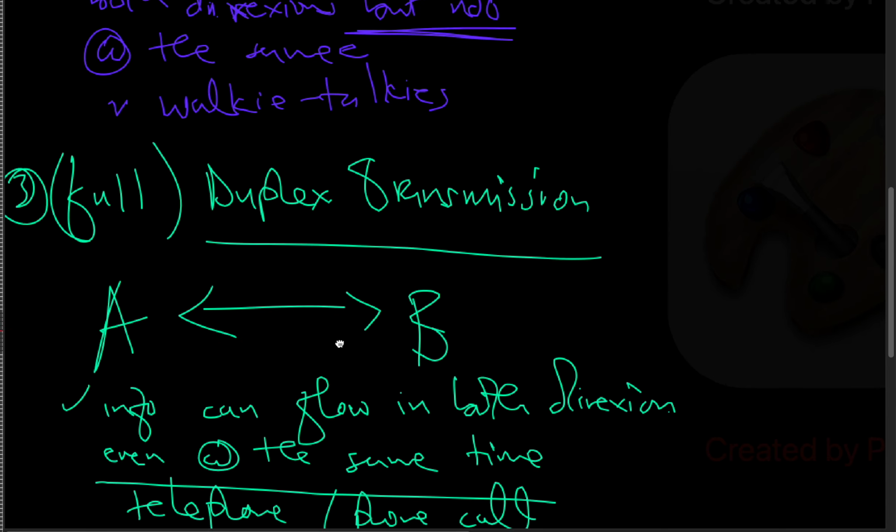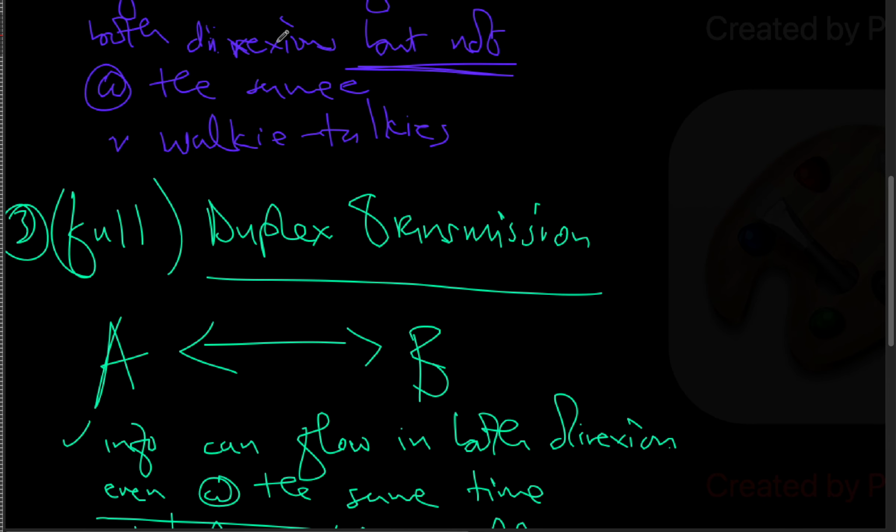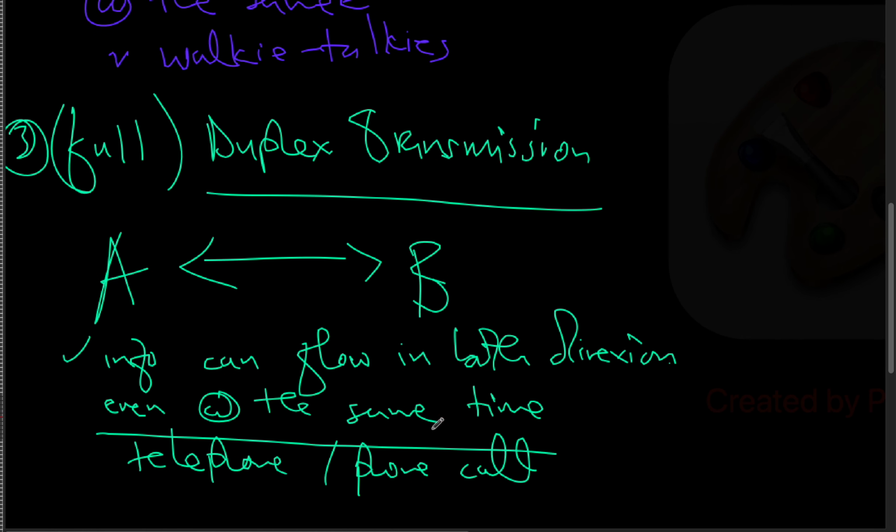That's how it's differing from what? From half duplex. Half duplex is both directions, but not at the same time. Here is both directions, even at the same time. That's what's happening here. Take note now.